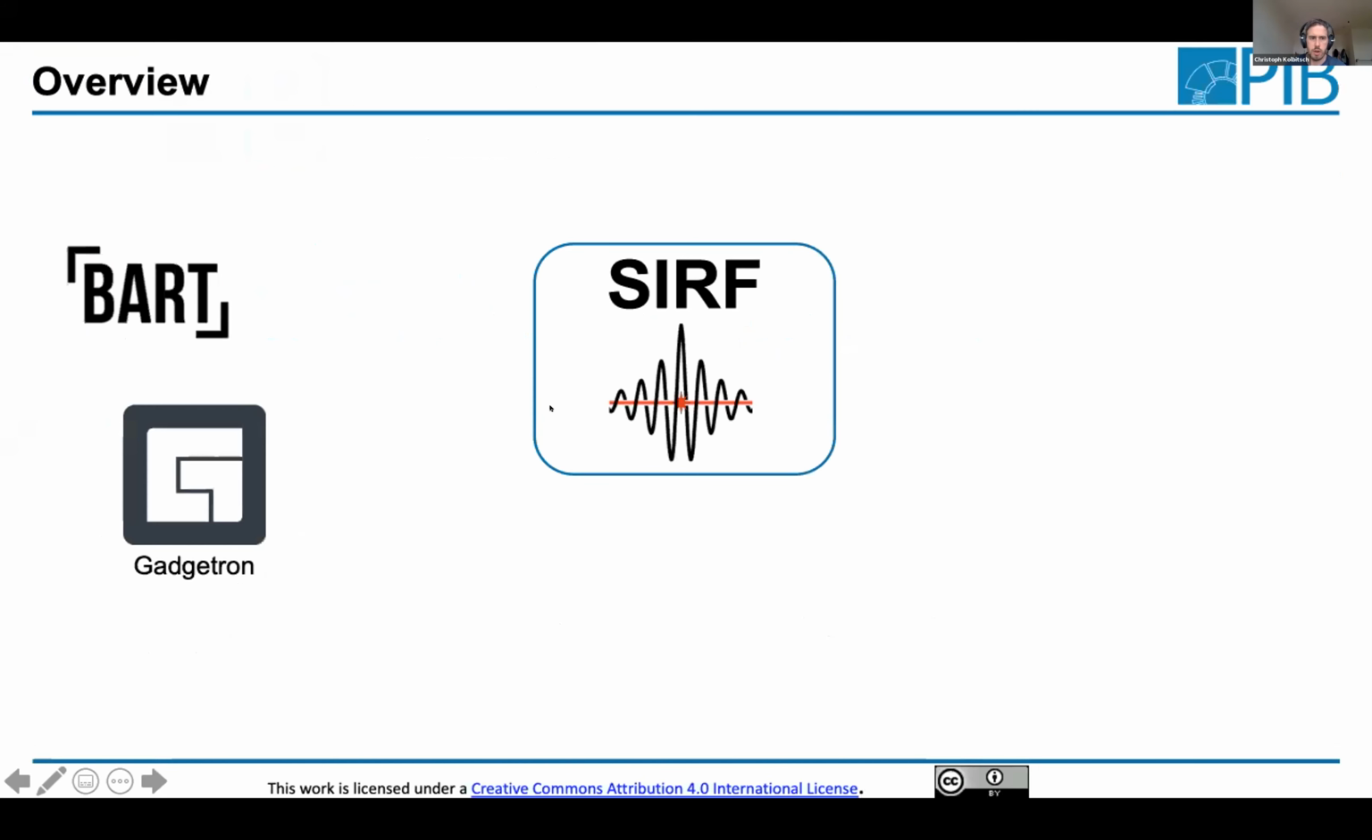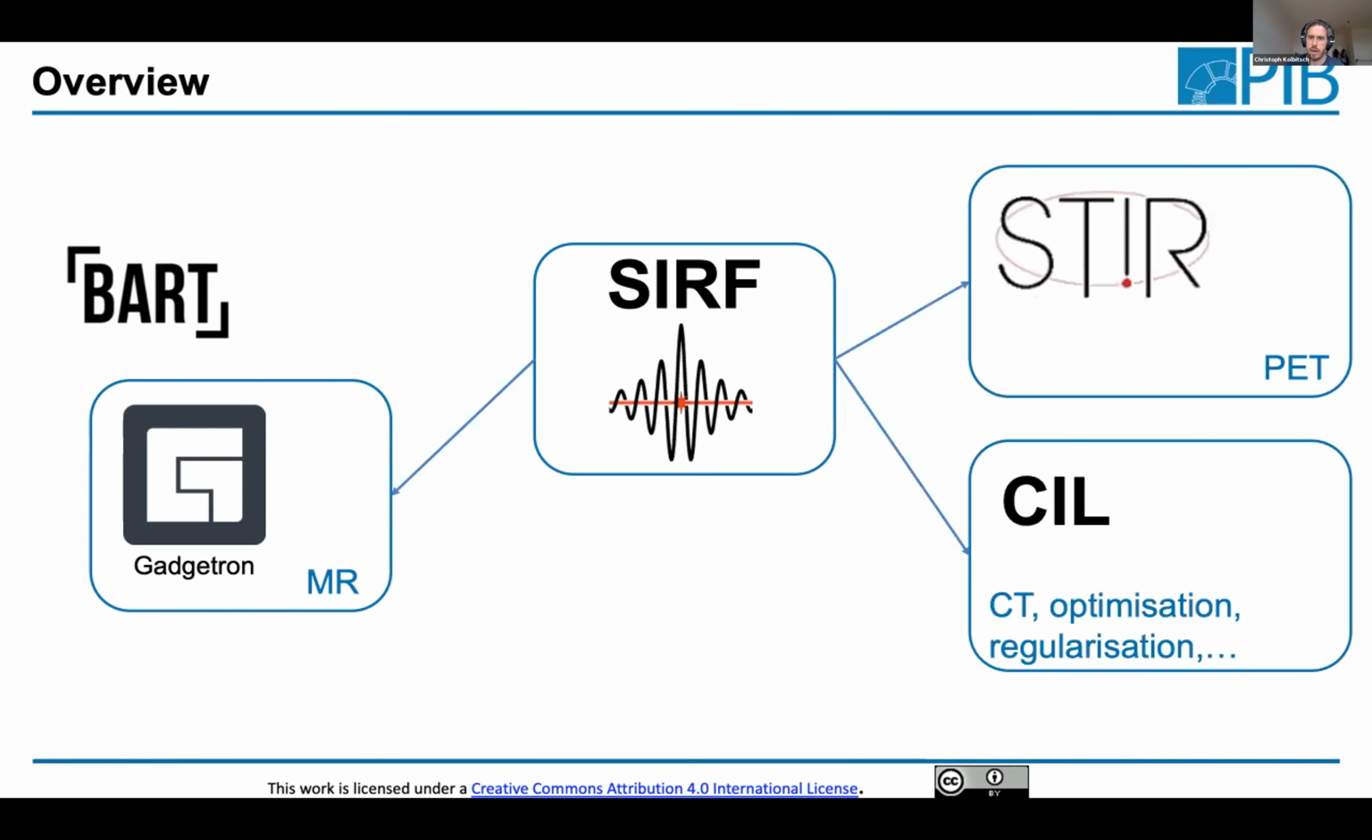As mentioned before, we have SIRF, and SIRF is not really an image reconstruction package in itself, but it links to other ones. For the MR world, there are several. There's BART, for example, from Berkeley. There's also Gadgetron, and we decided to link SIRF with Gadgetron to have it as our MR reconstruction engine. You've already seen that you have to start a server, but we'll get back to that a little bit later. Then you have the other parts, which we'll cover in the next talks after me, about the PET and the CIL functionality.